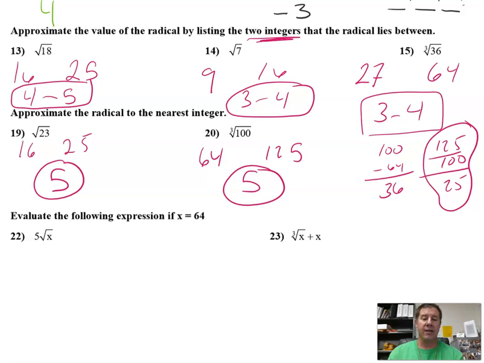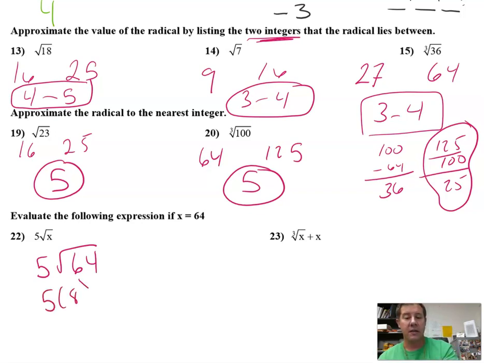All right, last two real quick, and then we're done for the day. I want to evaluate the following expression: 5 root x if x equals 64. So all we do here is plug in our number for x. You do the radicals like parentheses. You're going to do those first. So the square root of 64 is 8. We did that one earlier. And then 5 times 8 is 40. Beautiful. Just like that.